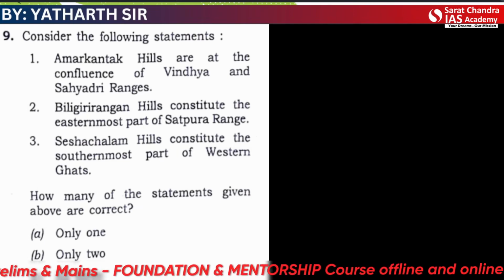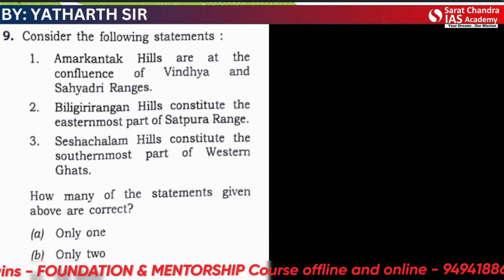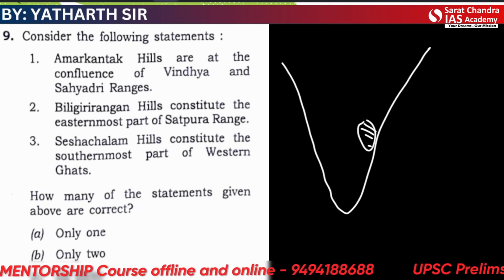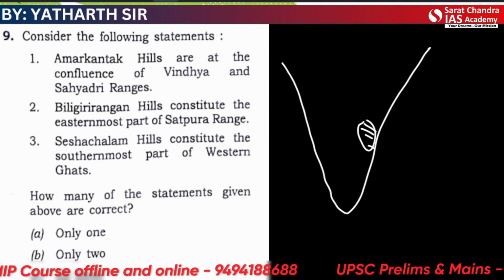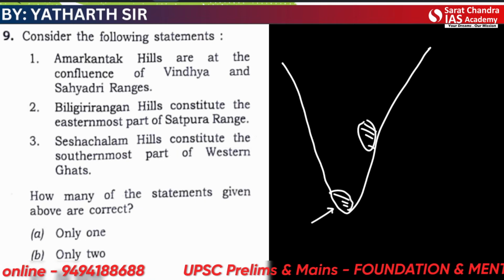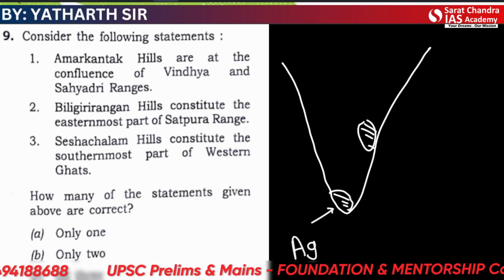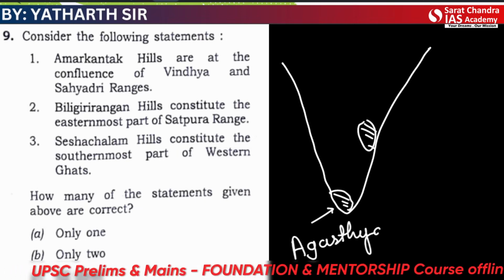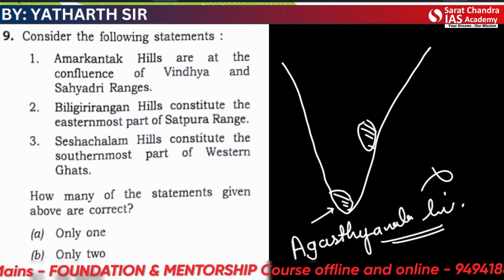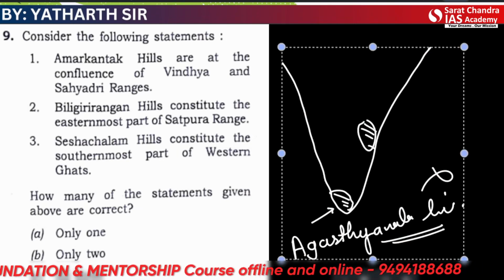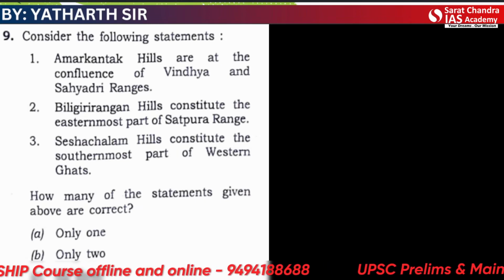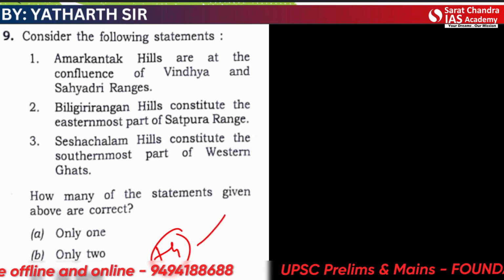Let's see about the third option, that Seshachalam Hills constitute the southernmost part of the Western Ghats. Seshachalam Hills are here in the Eastern Ghat. How can they constitute the southernmost part of the Western Ghat? So this statement is also incorrect because the lowest part of the Western Ghat is constituted by Agasthamala Hills. So this statement is also incorrect. So finally, what is our answer? That none of these statements are correct and our answer is D. So we'll get plus marks from here.